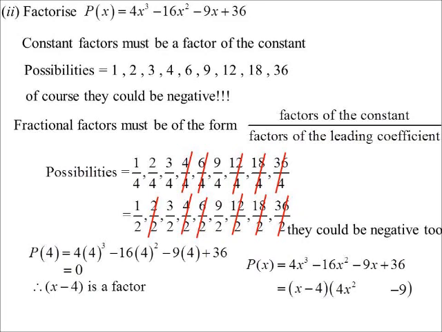So in fact, that second factor there is 4x squared minus 9, which does factorise to be 2x plus 3, 2x minus 3. So the other two factors, hey, lucky I hit on 4 straight away, because the other two factors would have been negative 3 on 2 and positive 3 on 2.